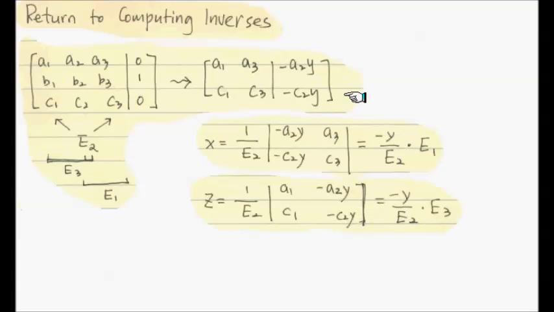Now if you do the same thing for z, using Cramer's rule again, with the coefficient matrix determinant e2 goes down there, and z is the second variable for this 2x2. So this negative a2y, negative c2y goes to the second slot, the second column, and y factors out.